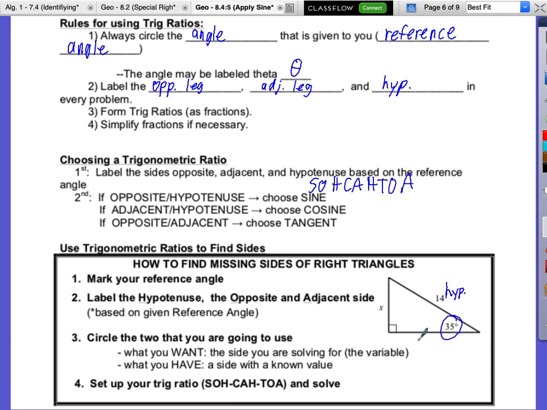This is the what? The J. This is the opposite.